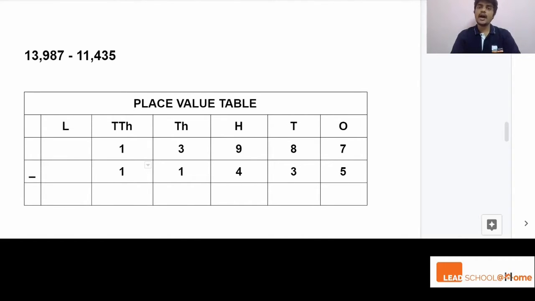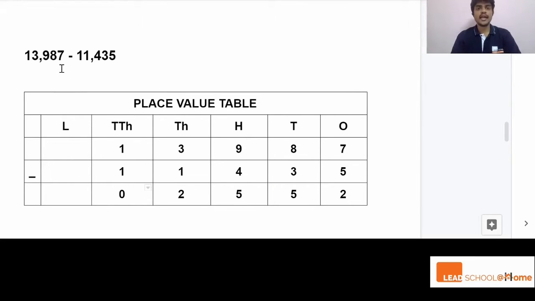After that, what will I do? I will start subtracting from the ones place. In the ones place I have 7 minus 5, so 2. Then I go to the next place value, the tens place: 8 minus 3 is 5. In hundreds place, 9 minus 4 is again 5. In thousands place, 3 minus 1 is 2. And in 10,000s place, 1 minus 1 is 0. So the next place is empty, so I will leave it.